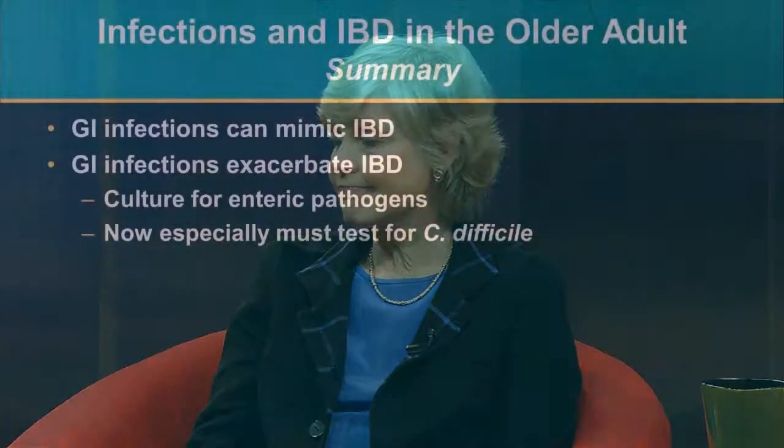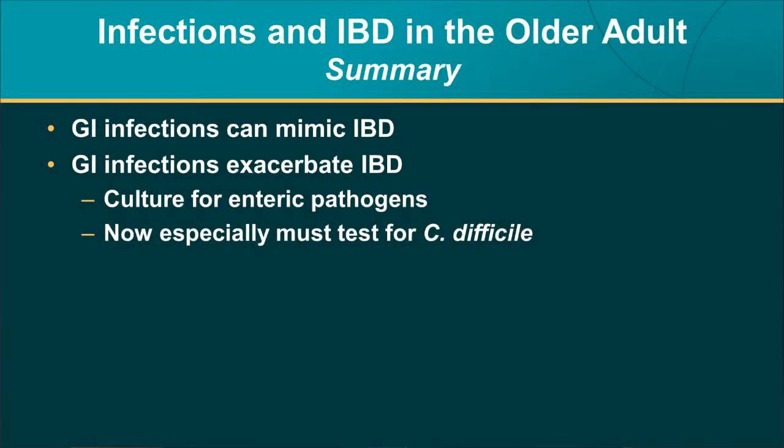And then colonoscopy may not be helpful because you may not see pseudomembranes. Yeah. Very good point. So what are the take-home points? That GI infections can mimic inflammatory bowel disease, or inflammatory bowel disease can look like an infection at the start. Infections can exacerbate inflammatory bowel disease, so we have to culture for enteric pathogens, and now we especially have to test for Clostridium difficile, because C. diff and IBD is a deadly combination for our patients.